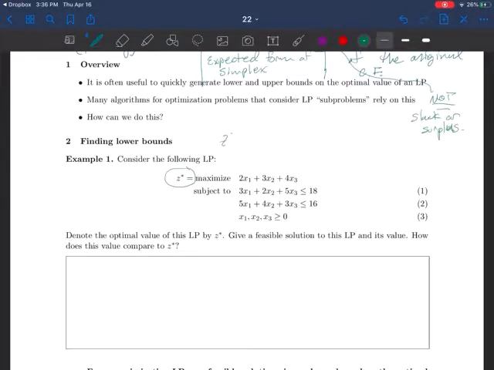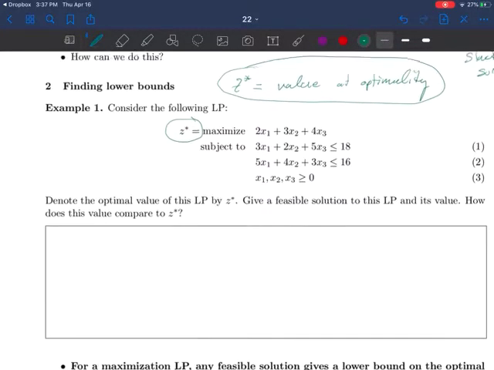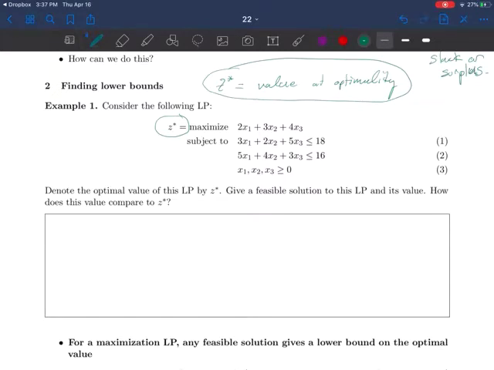We're given the following linear program. Please don't be scared off when we say z star equals the result of this. Just think of z star as equal to the value at optimality. So whatever that optimal value is, z star is another name for it. So in this case, it's the maximum objective value, subject to the constraints. Given a feasible solution, how does this value compare to z star?